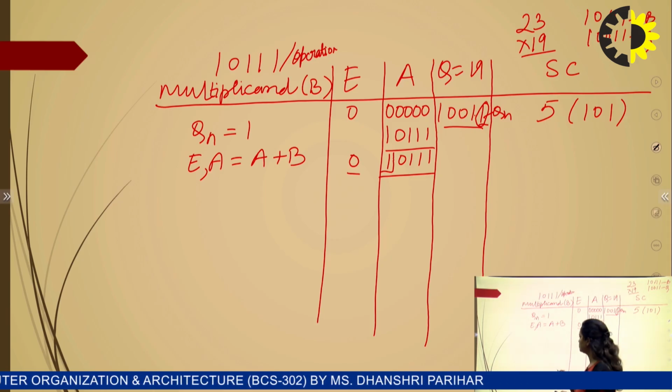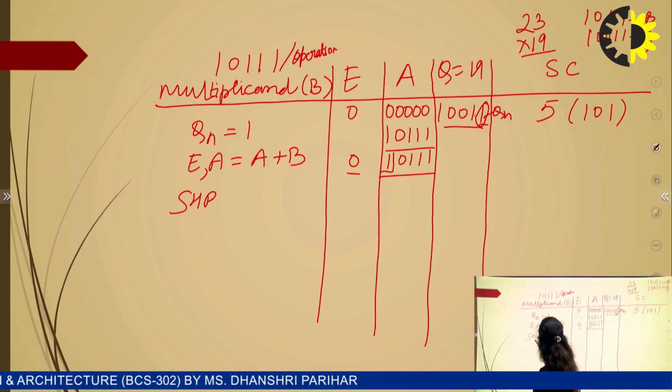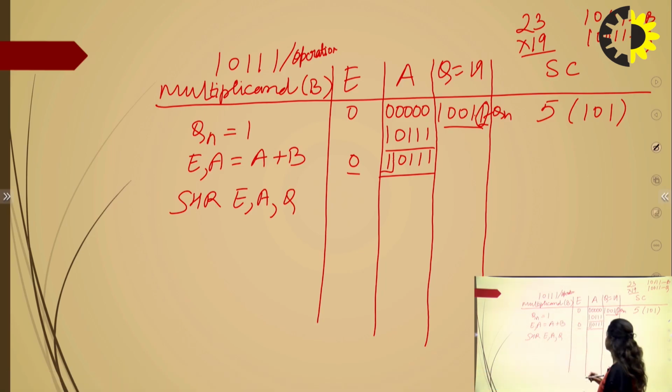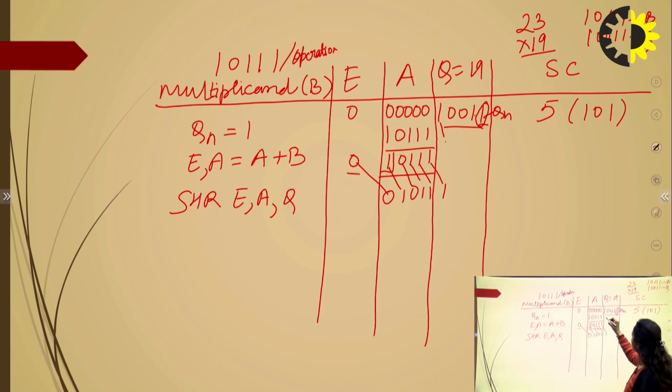Okay, next is to perform SHR, shift right operation between E, A and Q. So we will be moving this 0 over here, this 1 over here, this 0 over here, this 1 over here and this 1 over here, and this 1 will be moving towards your Q. This 1 will come over here, this 1 will come over here, this 0 will come over here, this 1 will come over here, and the last one will vanish, and we are not taking it as it will be removed from our multiplier during our shift operation. So this result we are getting now.